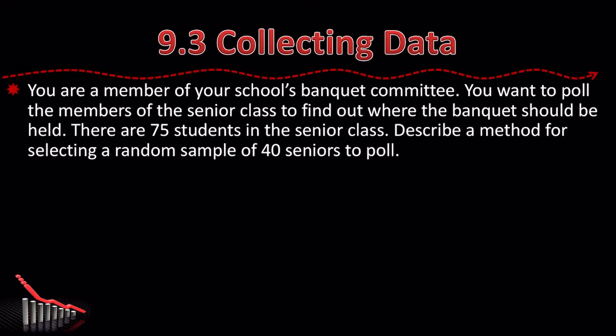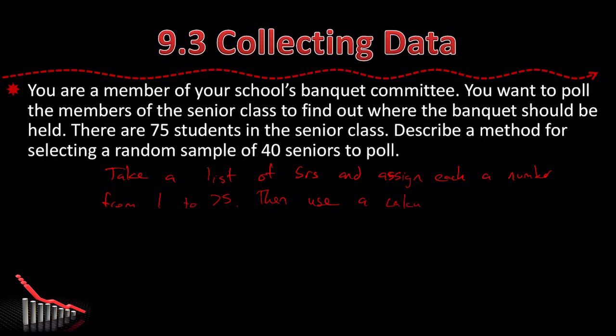Well, all kinds of different ways. How about this way? We could take a list of seniors and assign each a number from 1 to 75. Then use a calculator or technology to pick random numbers. That's one way. That'd be random.